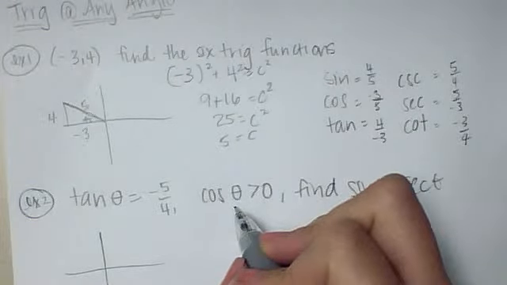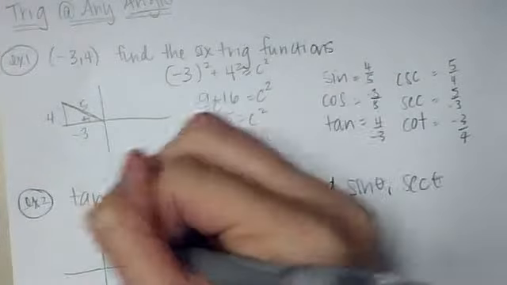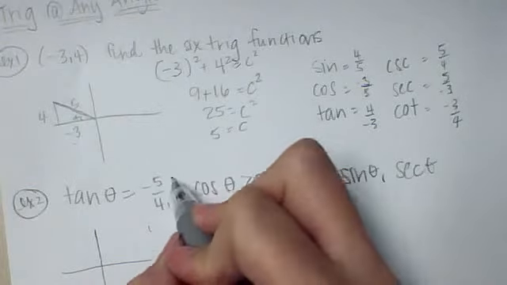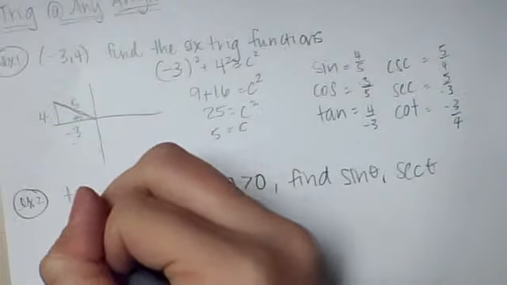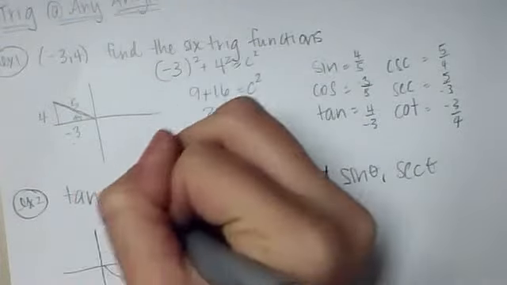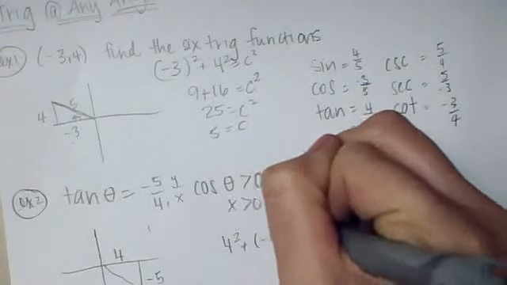If the cosine is greater than 0, remember cosine is the x value, so x is greater than 0. That happens in quadrants 1 and 4. And tangent is y over x. So this is my y value, which tells me I'm in quadrant number 4. And 4 is my x value. I use Pythagorean theorem to catch that third side again.